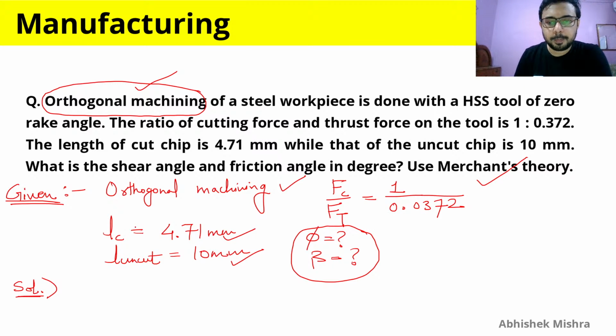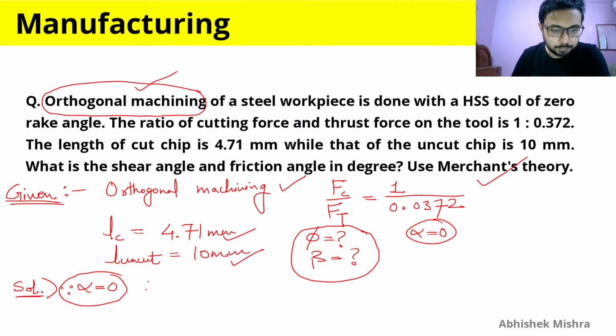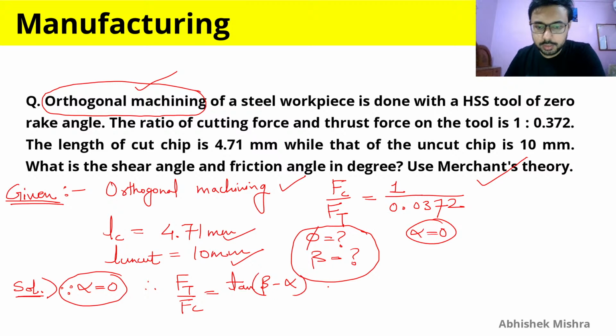So first we will calculate rake angle. Since rake angle is 0, we don't have to calculate. So alpha is 0 given, so we will just write here alpha 0. Since alpha is equal to 0, therefore we know that the value of Ft by Fc, that is the ratio of thrust force by cutting force, is equal to tan(beta minus alpha). So we know this, and you can also see this if you draw the Merchant circle. You can easily see that there is a triangle forming, and the triangle looks like this. Here we have Fc, here we have Ft, and here we have resultant, and this angle will be beta minus alpha.